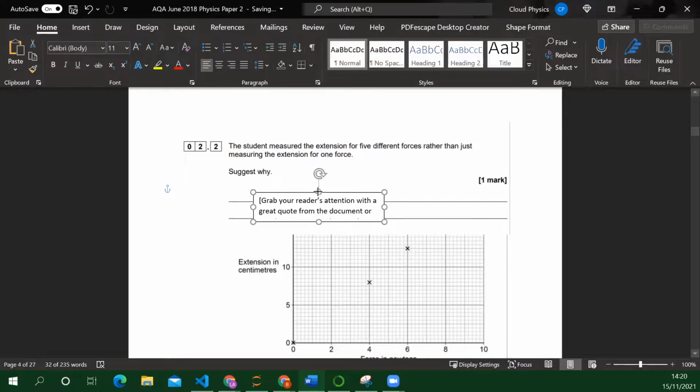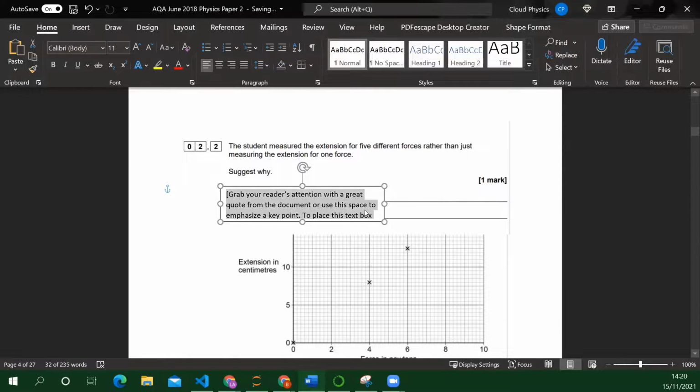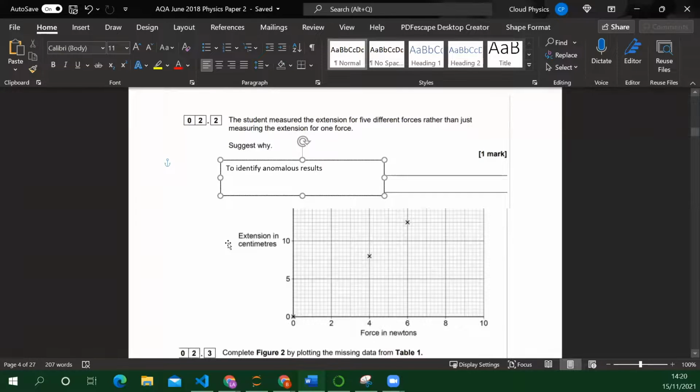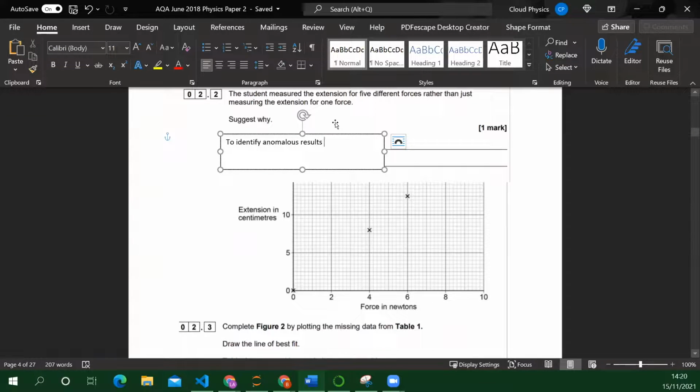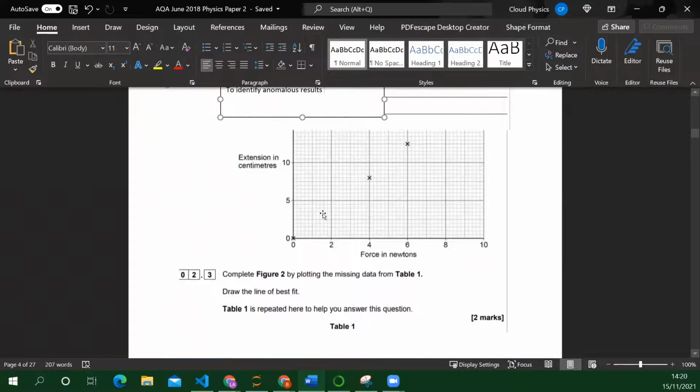Okay, right, so suggest why. There's only one mark, so it's not very long. So you could say to identify anomalous results. When you plot data, especially if you're going to plot a graph in a minute, as you can see underneath, if you have anomalous results, it can really throw the data off. So they always try to eliminate as many anomalous results as possible by getting as much data as possible. It actually allows you to say it's more accurate. So the mark there is quite easy to get. I'll say you repeat it to get rid of anomalies.